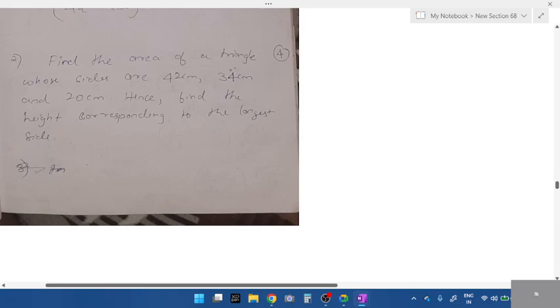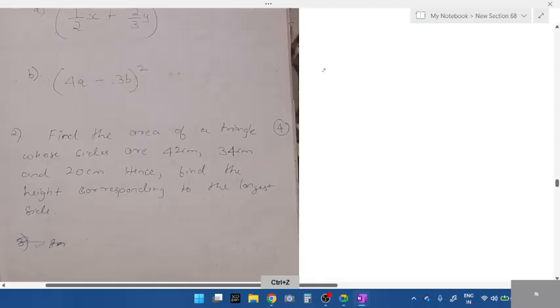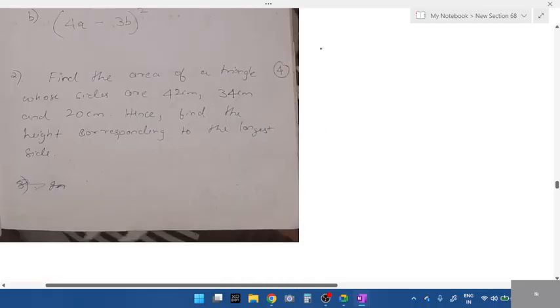Find the area of a triangle. Which formula do we use? Heron's formula. Before using Heron's formula, they'll give you three values: A, B, and C. Take A is equal to 42. Remember, we did two or three questions in this, ratio questions.